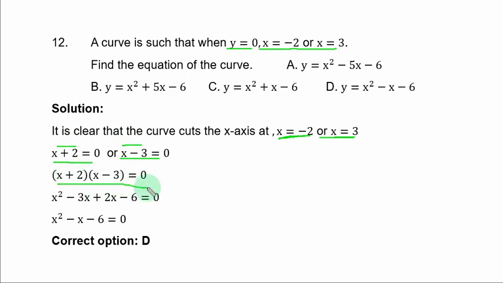When you expand, you have x squared, that is x times x, x squared. x times minus 3, you have minus 3x, plus 2 times x, you have plus 2x, plus 2 times minus 3 is minus 6 equal to 0. If you add like terms, you have x squared minus x minus 6 equal to 0. Since y is equal to 0, you have y equal to x squared minus x minus 6. So D is the correct option.